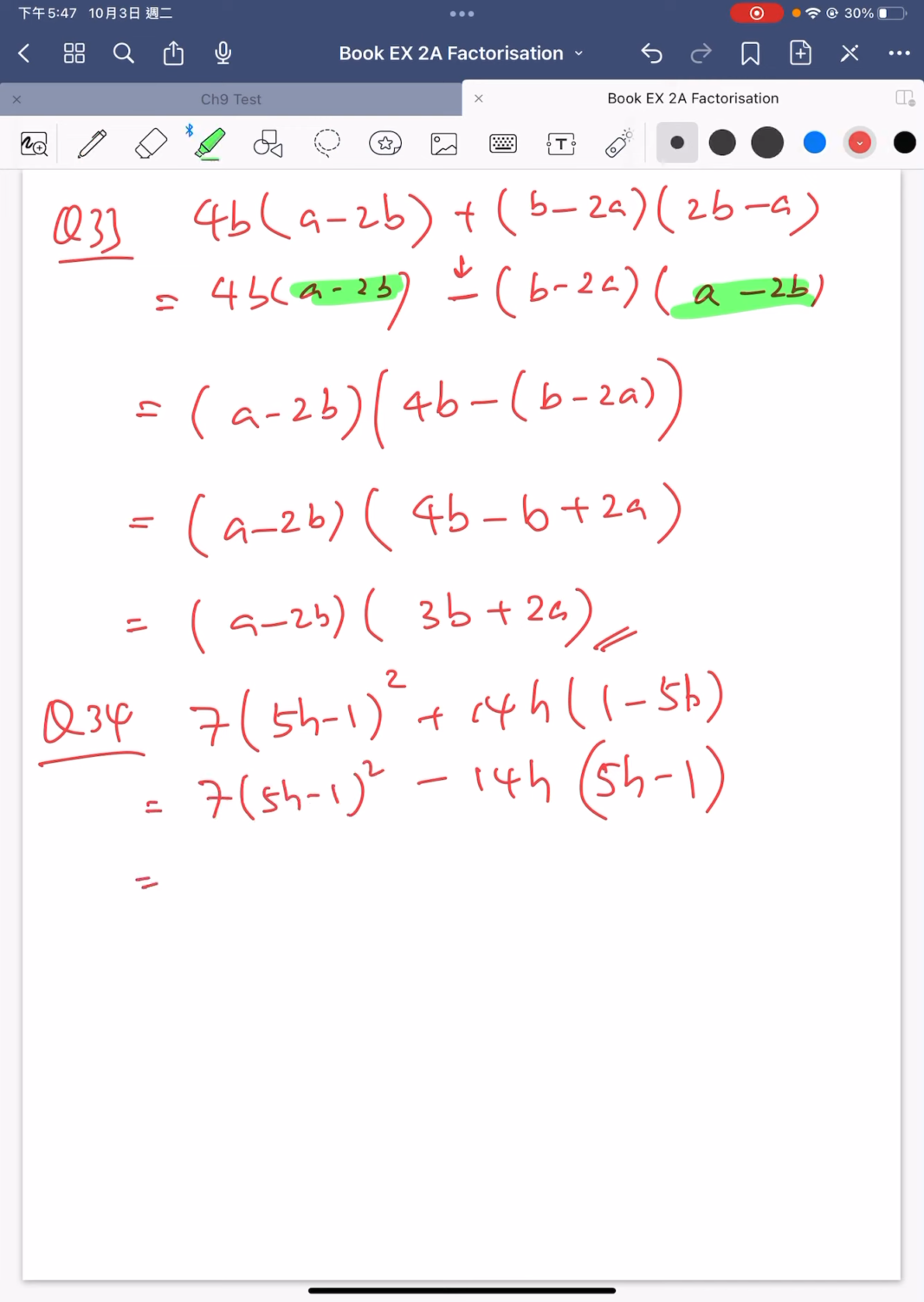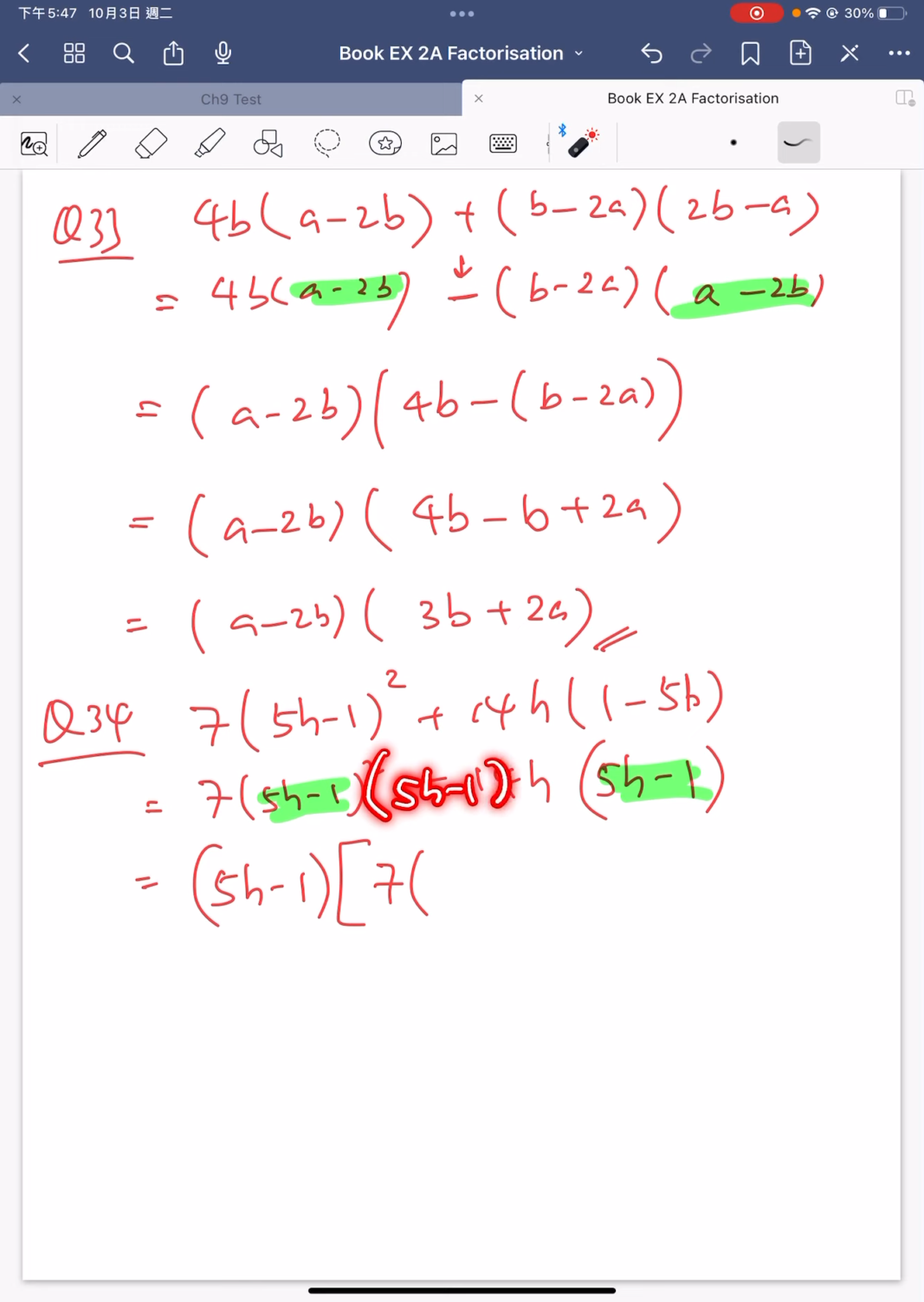Then now we can take out the 5h minus 1 as our common factor. Then what we are left with is the 7 times, remember this is a square here, so it can be written as (5h minus 1) times (5h minus 1). And since one 5h minus 1 is being taken out, we are left with 7 times (5h minus 1), then minus the rest. We're taking out this 5h minus 1, so we just have this minus 14h.